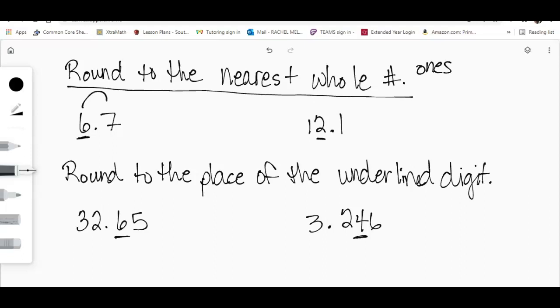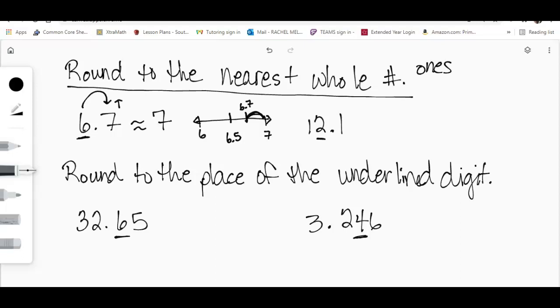So I look next door and it is a 5 or more. So that means the 6 and 7 tenths would round to 7 because I would go up. And again, if I had a number line, if 6 was here and 7 was here, the exact middle would be 6.5. So 6.7 would be about right here. So it would round up.